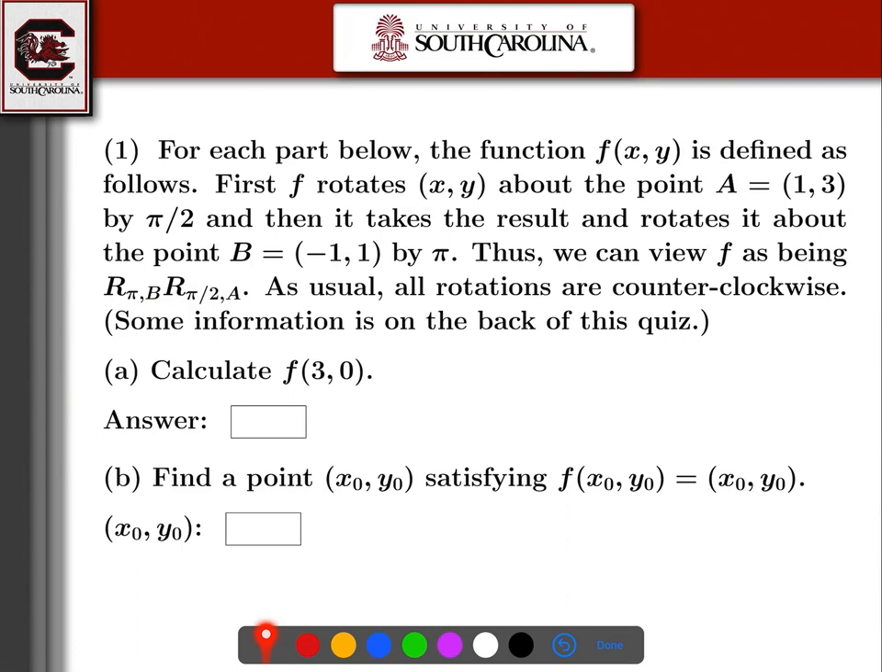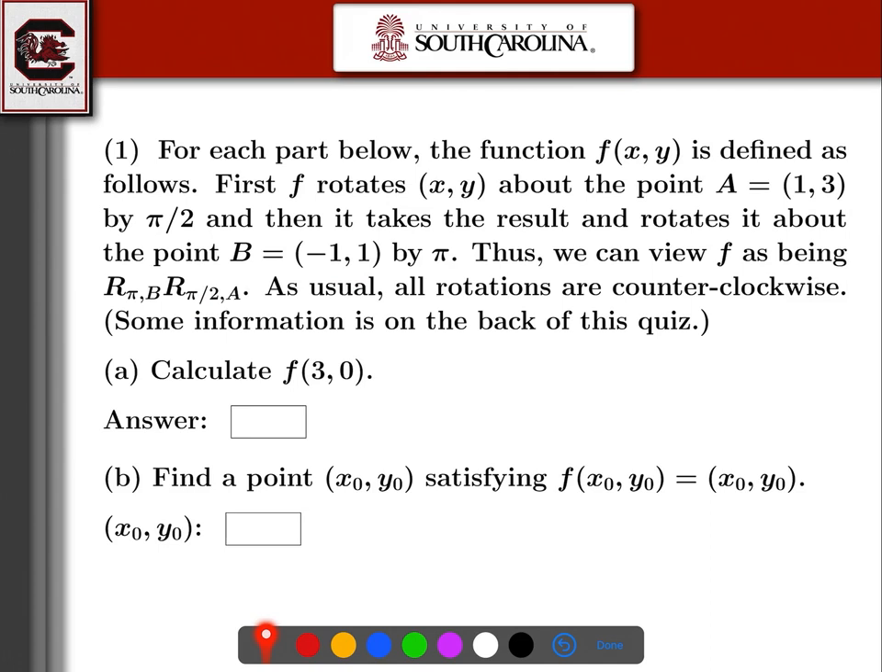So there are two parts of this problem. One is to calculate what happens to f when we look at the point 3, 0. So we want to take 3, 0, rotate it about A, which is the point 1, 3, by an angle of pi halves, again counterclockwise. And then we want to take the result of that and rotate it about B, which is minus 1, 1, by an angle of pi.